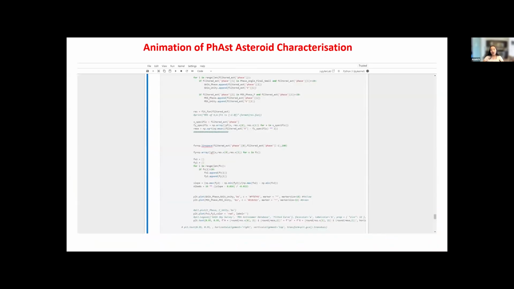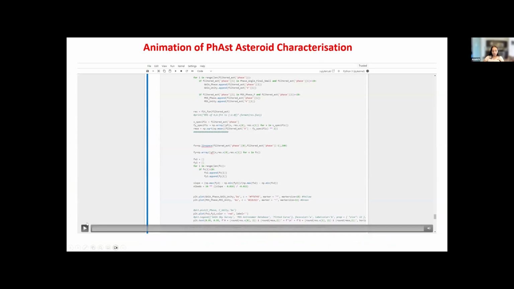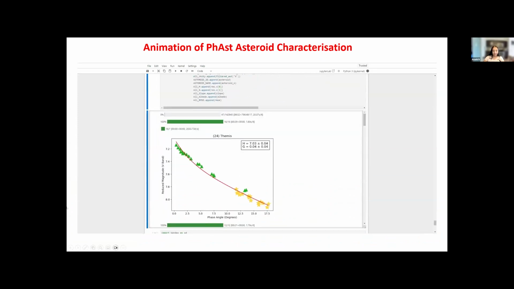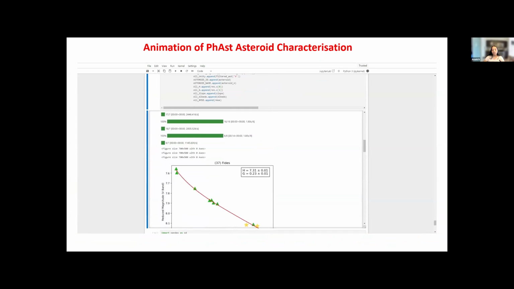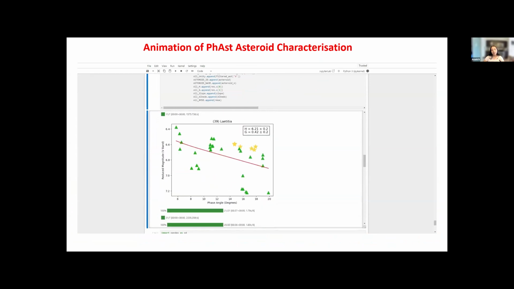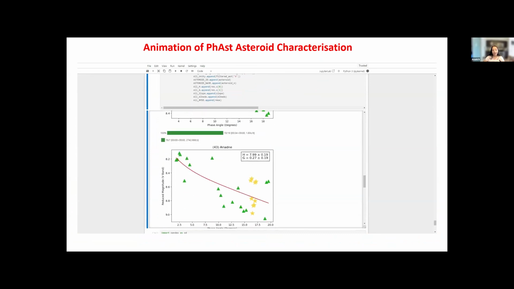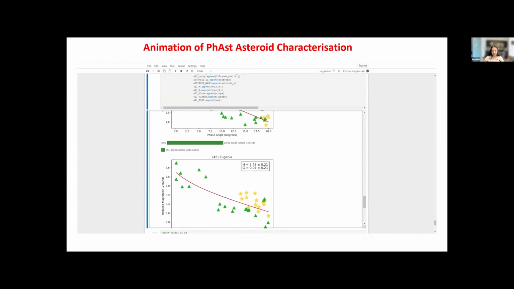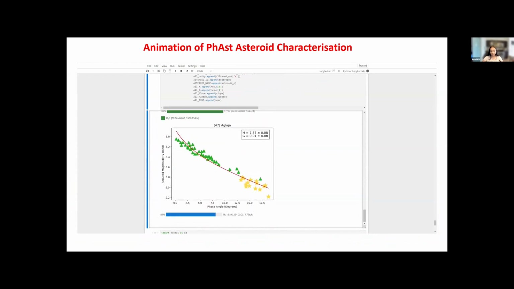Here's a short demo of how my PhAst algorithm works. You can see this is a snippet of my code, and I'm able to produce the phase curves. In this case, I'm combining data from the ZTF telescope as well as Gaia. So ZTF is in green and Gaia is in yellow.